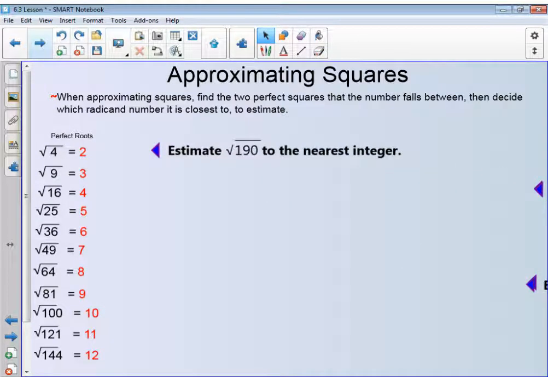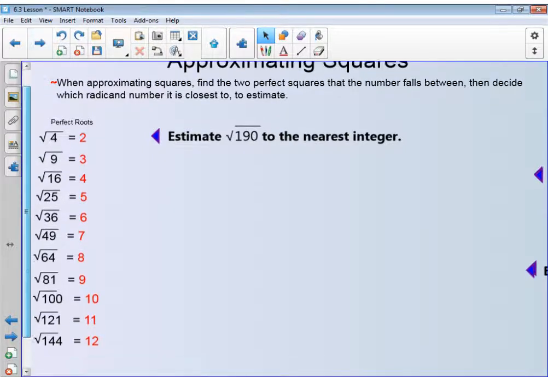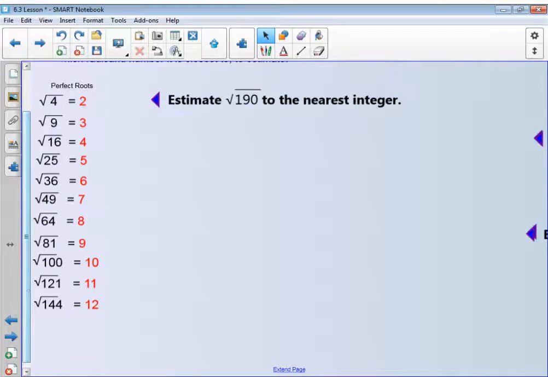Okay, the square root of 190 to the nearest integer. So now, if you look at my perfect squares, I didn't go all the way out to 190. So I'm going to have to extend this out a little bit. I've got all the way out through 12. So if I were to do 13, well, that would be the square root of 169. And 14, I think, is 196. Let me double check myself. Is 196.